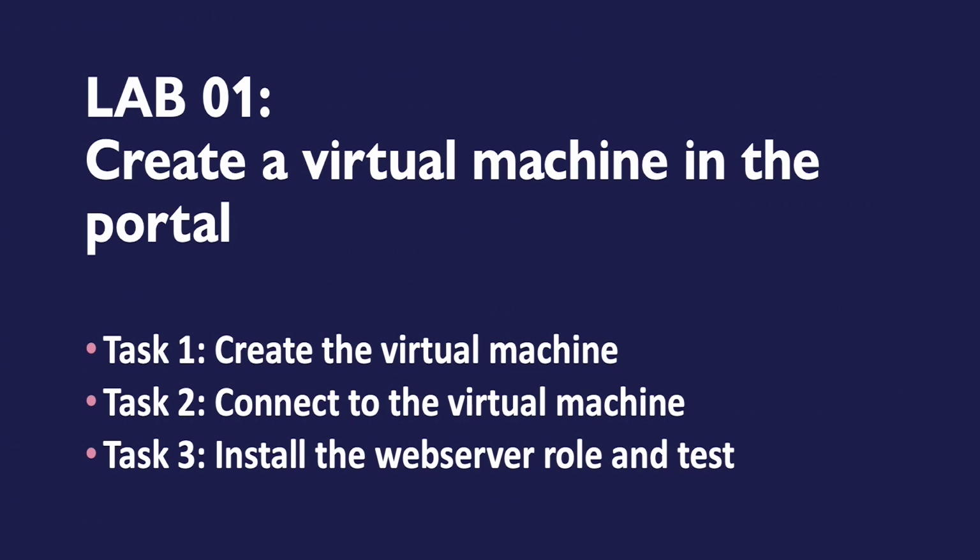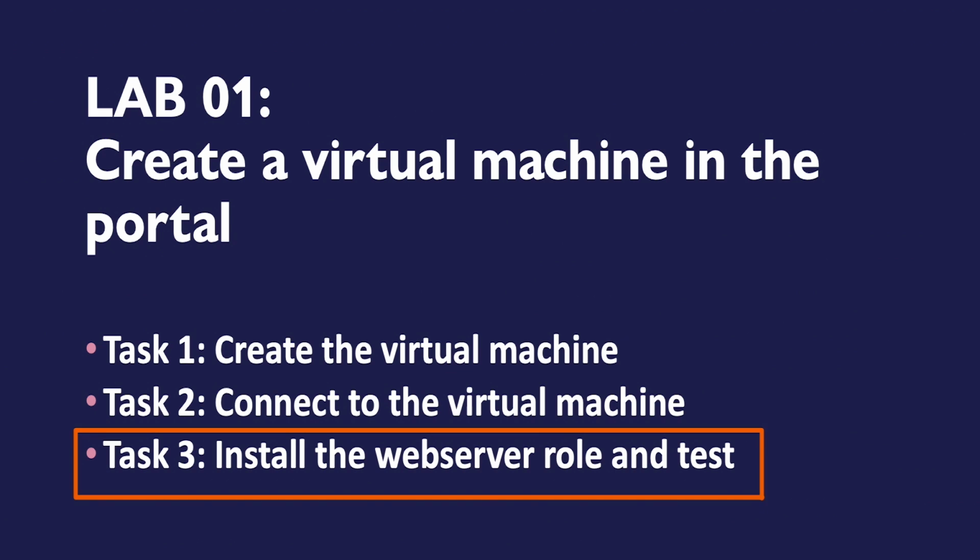Alright, so in the first hands-on lab exercise, we are going to create a virtual machine in the Azure portal. In this hands-on lab, we are going to see three tasks. First, we will create a virtual machine using the Azure portal. Then we will connect to the virtual machine. And on the third task, we are going to install the web server role and test if the virtual machine is working or not. Let's go and do that.